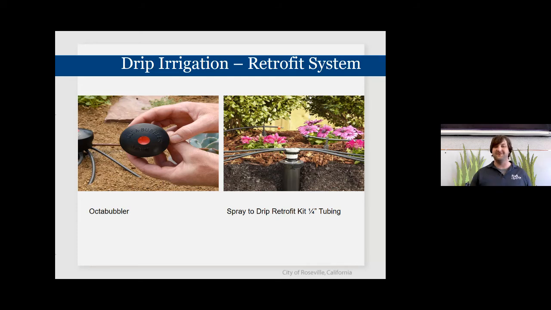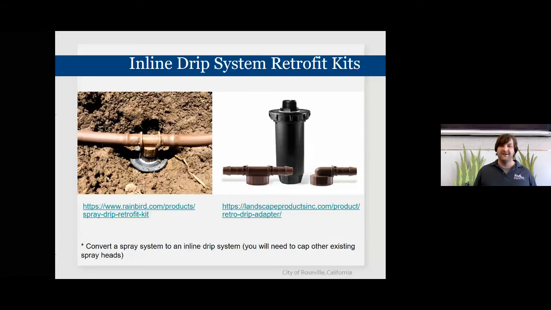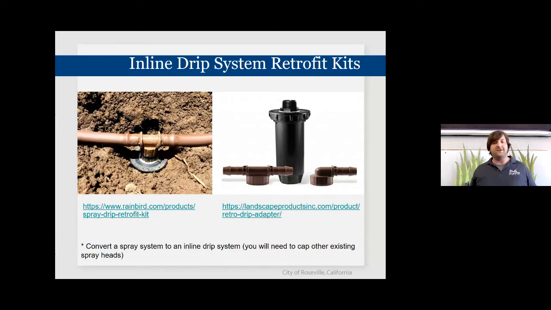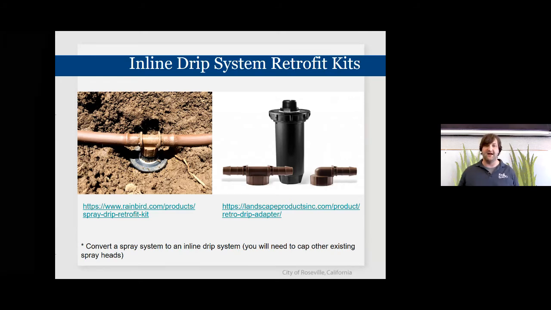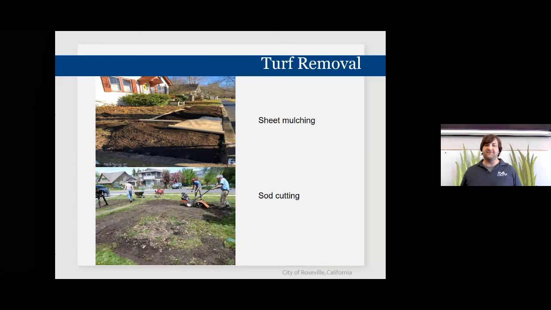No more punching of those big drip hoses that we were taking a look at. Next slide. So, inline drip system retrofit kit. They also go to those inline drip with the ones with the emitters built in there. All kinds of different things you can make use of to make your life easier in converting from spray to drip. Next slide. So, turf removal.